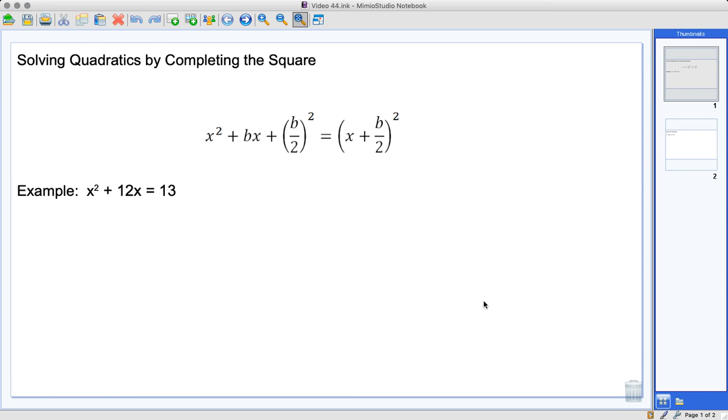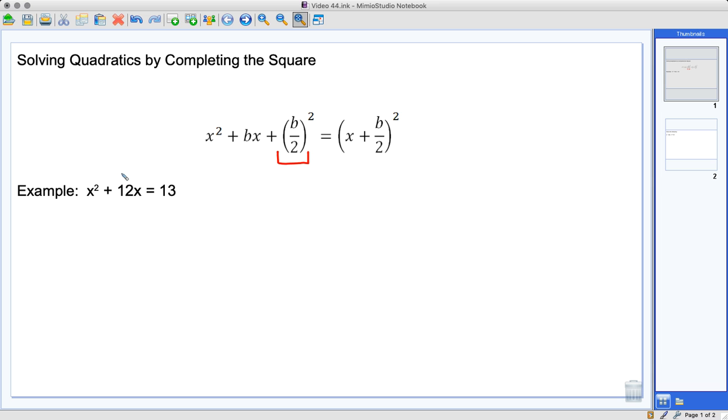So in our last lesson, we solved quadratics using our square root method. Today we're going to learn about solving quadratics by completing the square. Basically what we're going to do is find this piece of this equation.